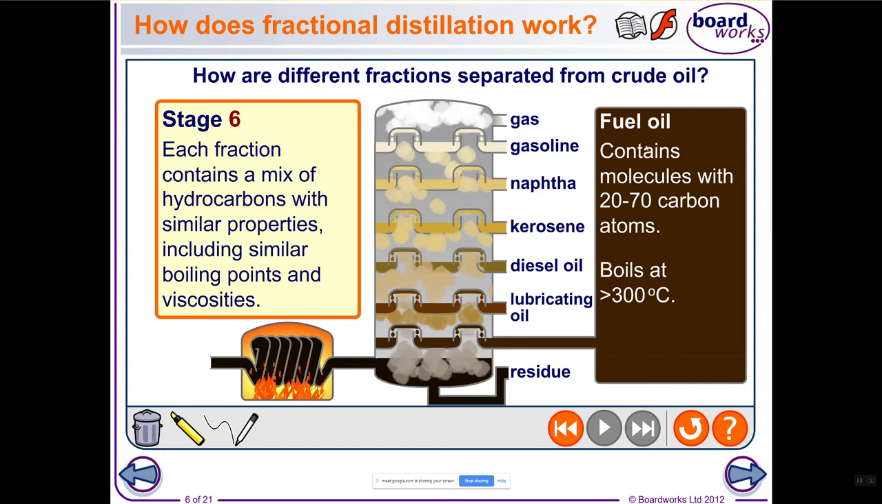It's a very dirty fuel, so if you ever see the cruise ships giving off black smoke, that's because they're burning fuel oil. It doesn't burn very cleanly at all. And it's long carbon chains, so lots of carbon in it, so it's a very dense oil and has a very high boiling point.